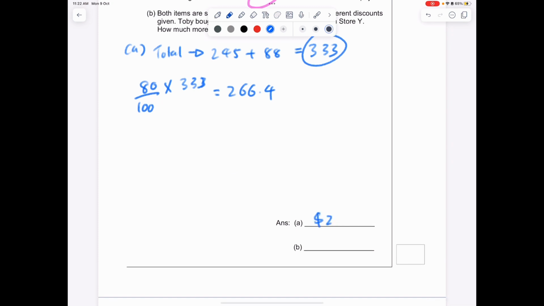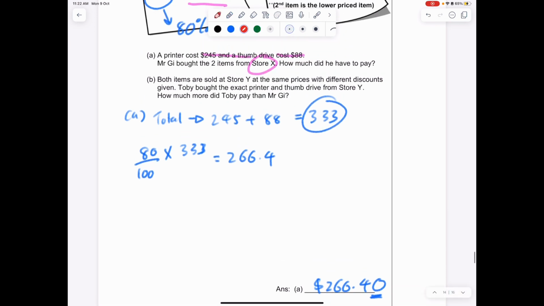So write your statement. Your answer is 266.40. If you did not put a 0 at the back, subtraction of marks. I say first again. You will be penalized. Now then the next part.